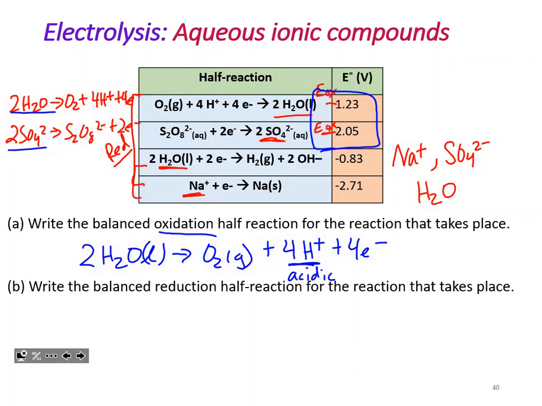Now, it says write out the balanced reduction half reaction. The balanced reduction half reaction. So out of the two that are being reduced here, we have sodium or water. Water or sodium, which one of those is going to be reduced at the cathode? Which one has the more positive reduction potential?